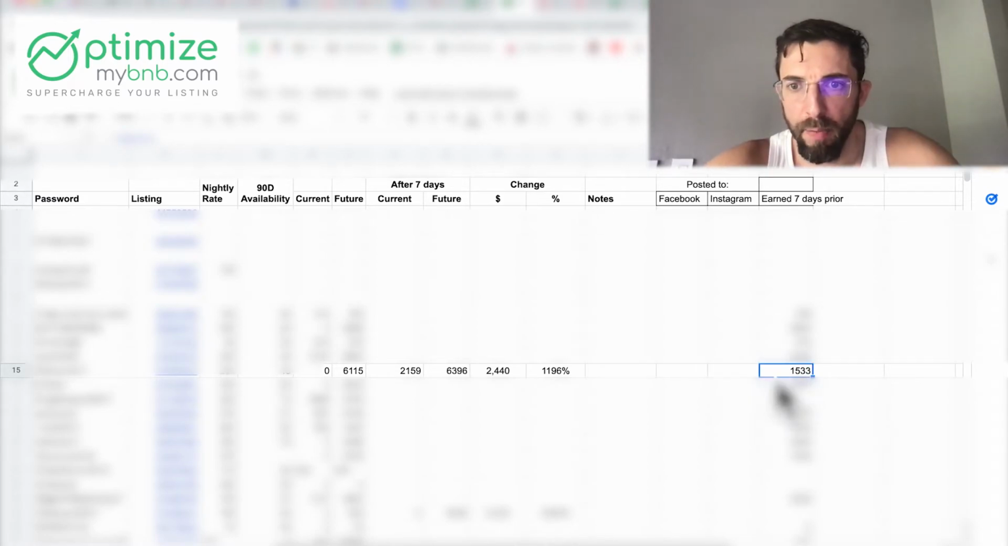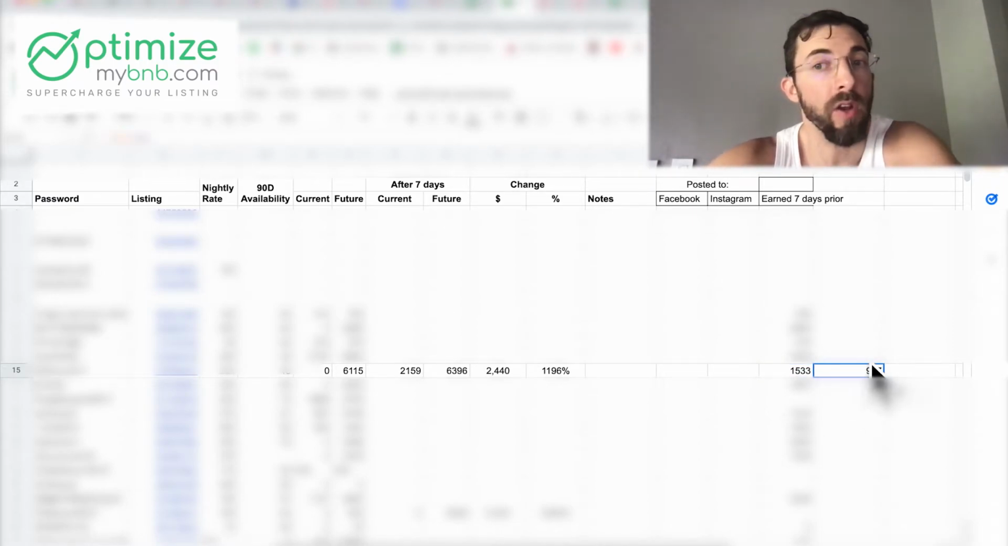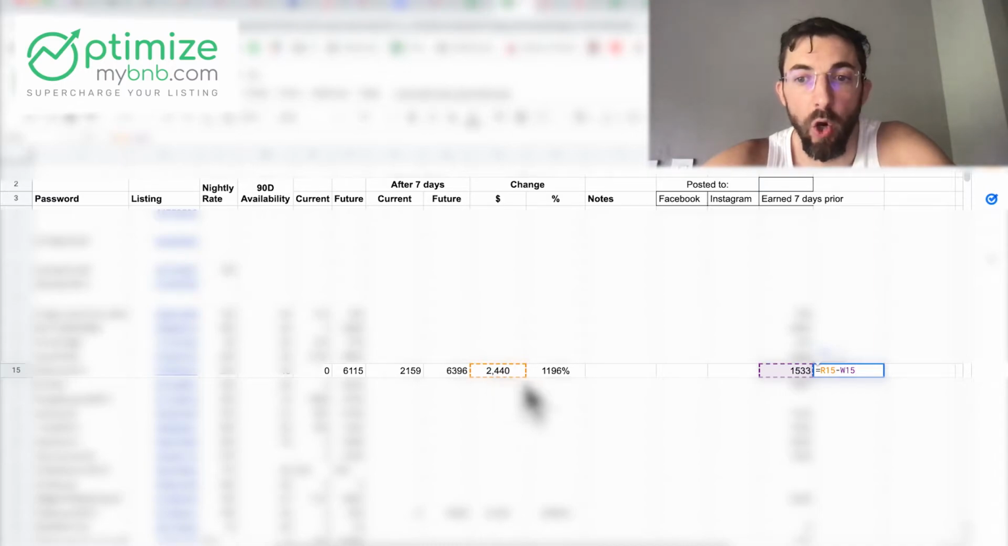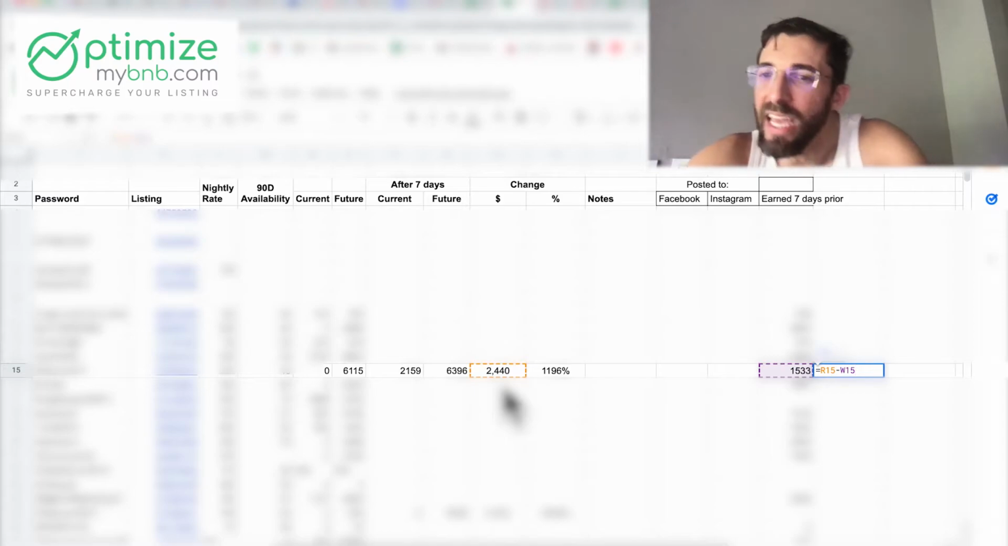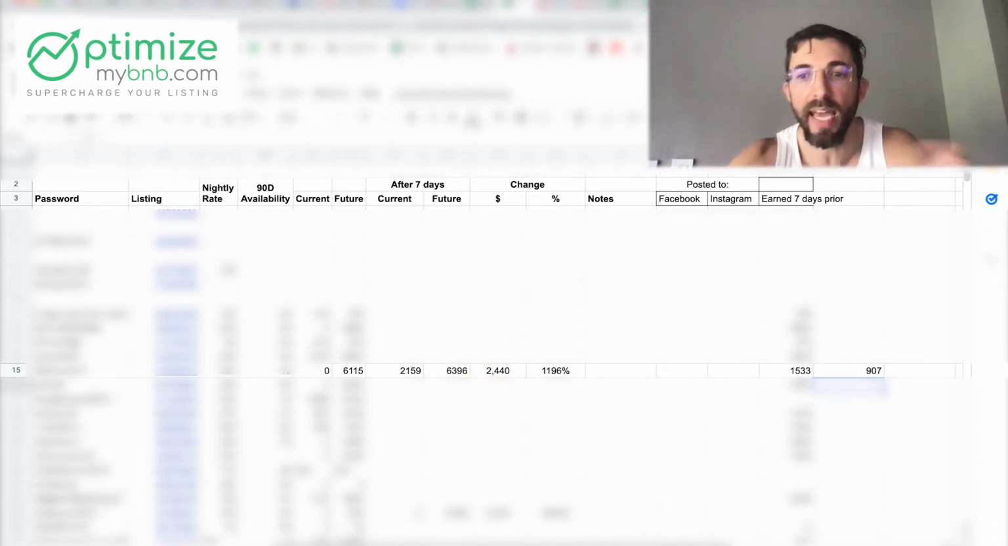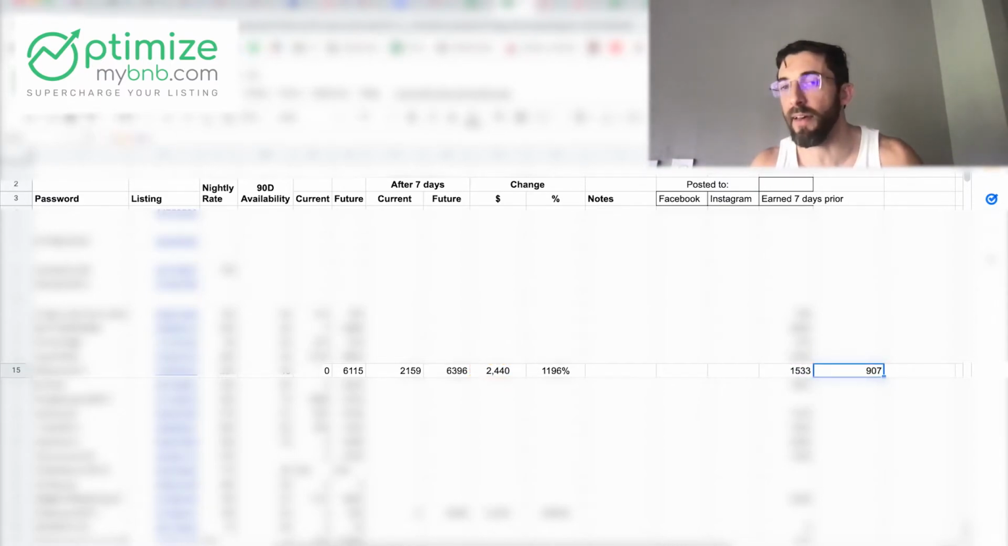Okay, so let's compare how much they made. So it looks like there was an increase. Bam, $907. So what this is telling me, I'll open up the calculation. The money that they earned in the 7 days after optimization, $2,440. But they earned without my help in the 7 days before optimization, $1,533. So really I only take credit for $907.